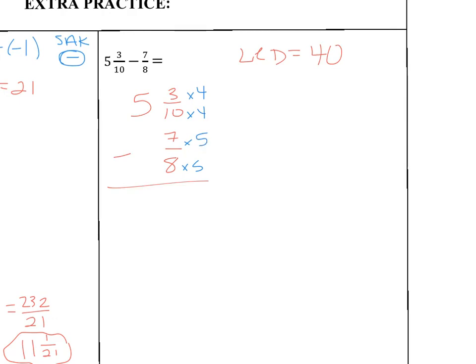Okay, rewriting everything that we have, we end up with 5 12/40 minus 35/40. Again, I cannot do 12 minus 35. So I'm going to regroup with this mixed number.